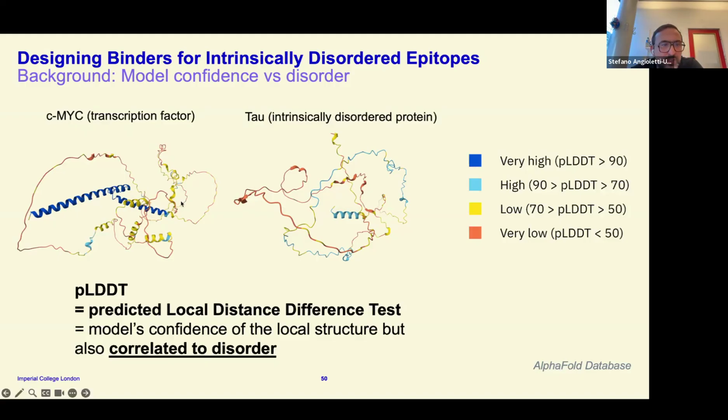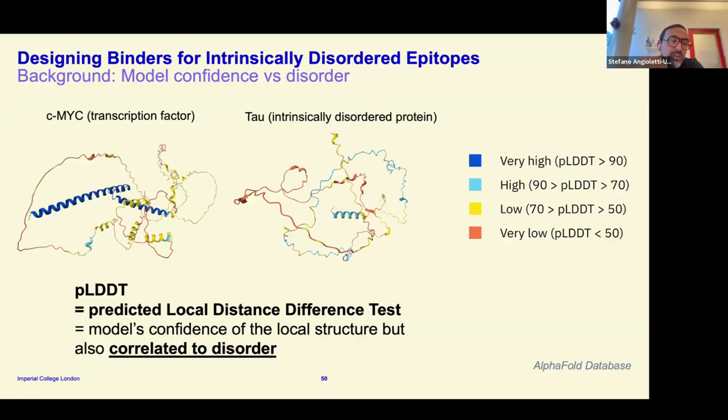In this case, for example, you can see that for this protein CMYC, which is a transcription factor, there are some regions that are described with very high accuracy, so very high pLDDT, and then there are certain other regions where the pLDDT is very small. Now, one thing that has been noticed in the literature is that when the model has a low confidence, it doesn't necessarily mean that the model is giving you a wrong answer. Often it means that the region is an intrinsically disordered region.